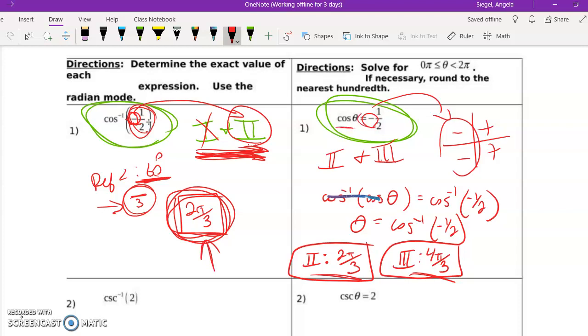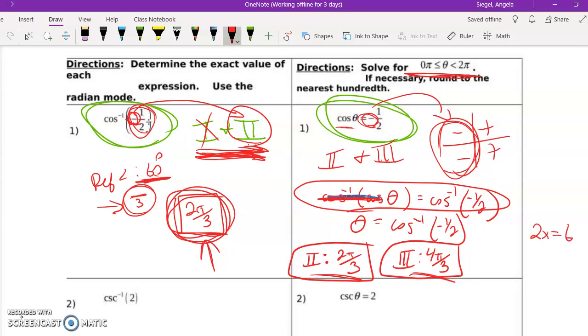And cosine is negative in quadrants 2 and quadrants 3. So guys, get used to this. I know you're like, I don't need to do that, but we're going to need to know this. That's that process. It's kind of like in basic algebra when you do 2x equals 6, you're dividing by 2 to get rid of it. That's what I'm doing right here.